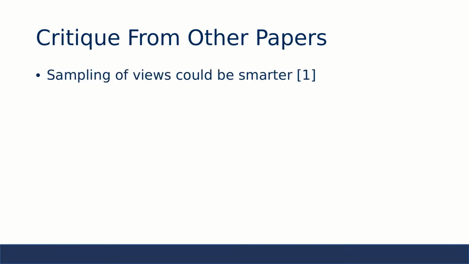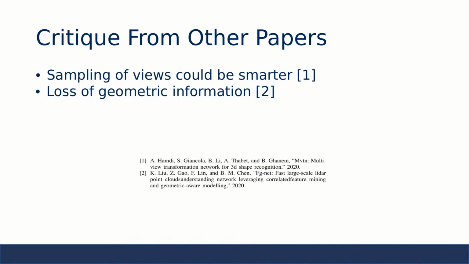In terms of other papers, because it's a relatively new paper, there aren't very many critiques. However, there are 2 in particular that we would like to address. The first addresses the way that they sample the views, saying that using random or uniform sampling isn't the best approach. And the second one argues in a more general sense that whenever you do a projection from, let's say, 3D to 2D, you're losing geometric information, and thus you are fundamentally limited in your approach.